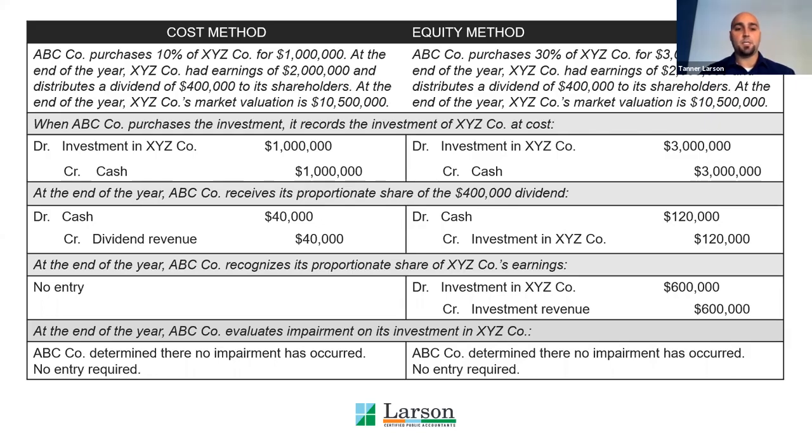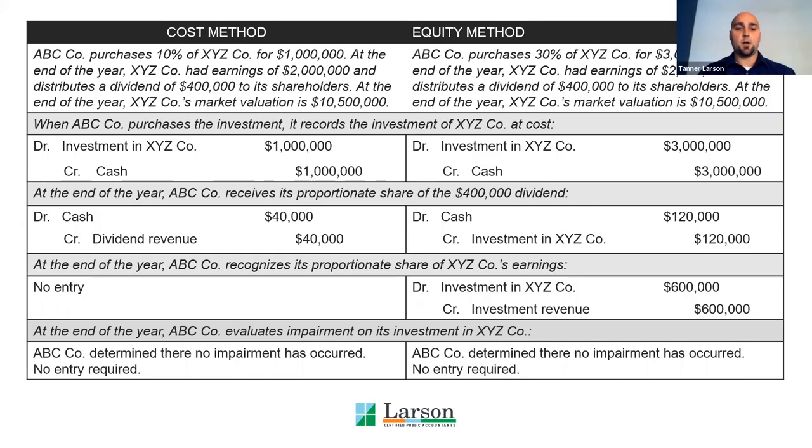At the end of the year, ABC Co. receives its proportionate share of the $400,000 dividend. So under the cost method, you own 10%, so you get $40,000, which you record as dividend revenue. And under the equity method, you own 30%, which you record as a credit to your investments because it's not revenue, but it's treated as a return on investment.